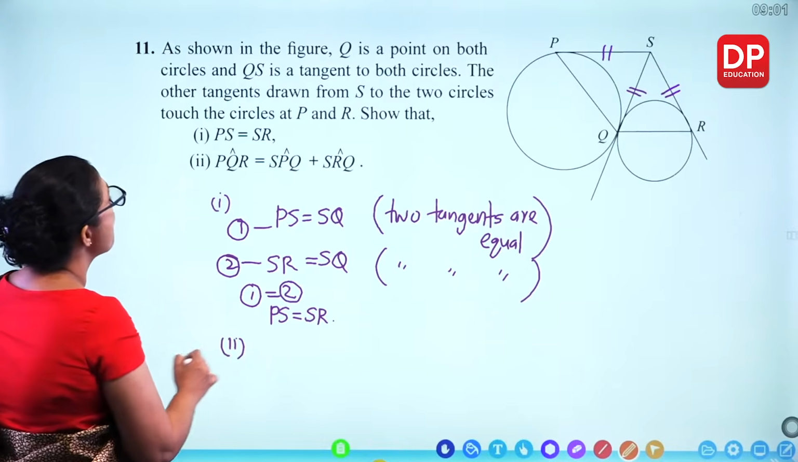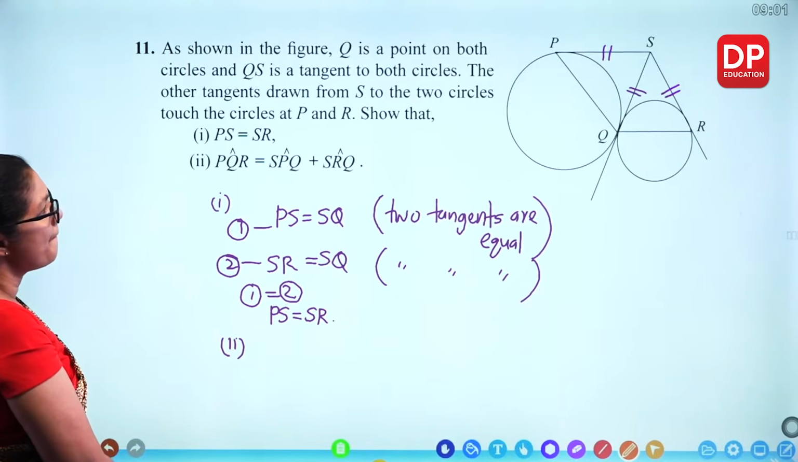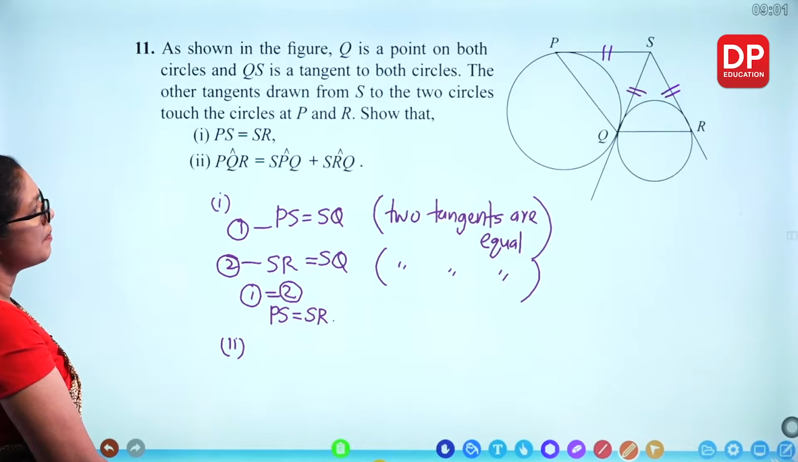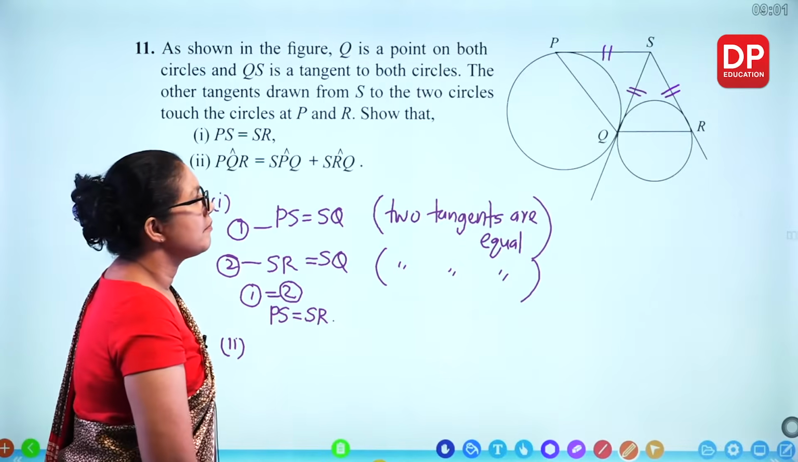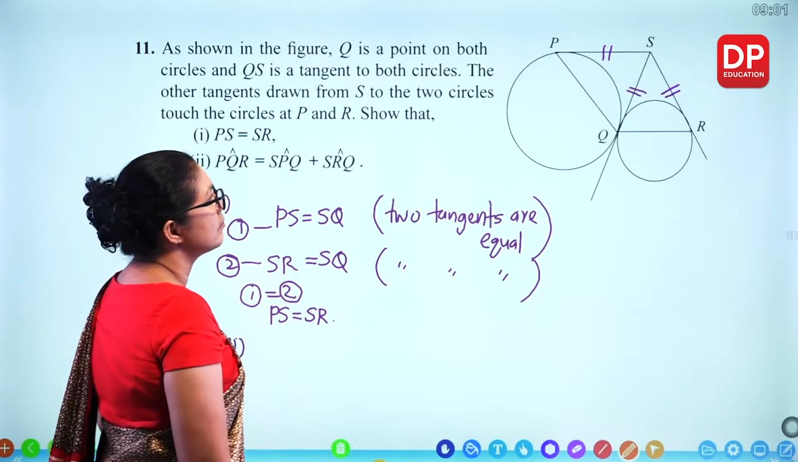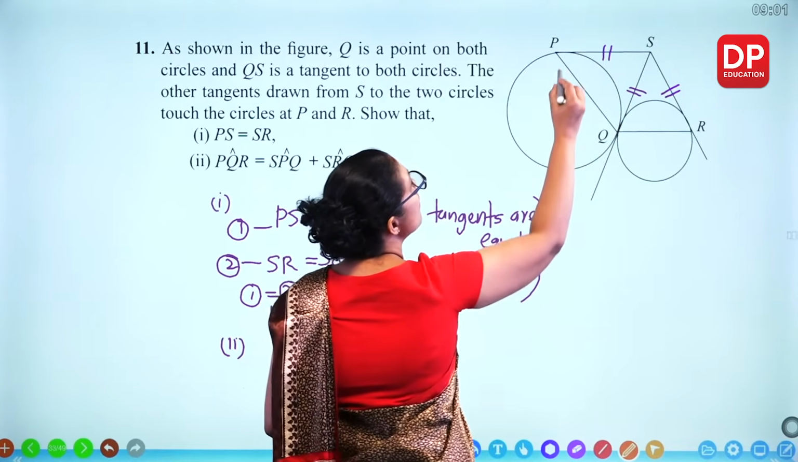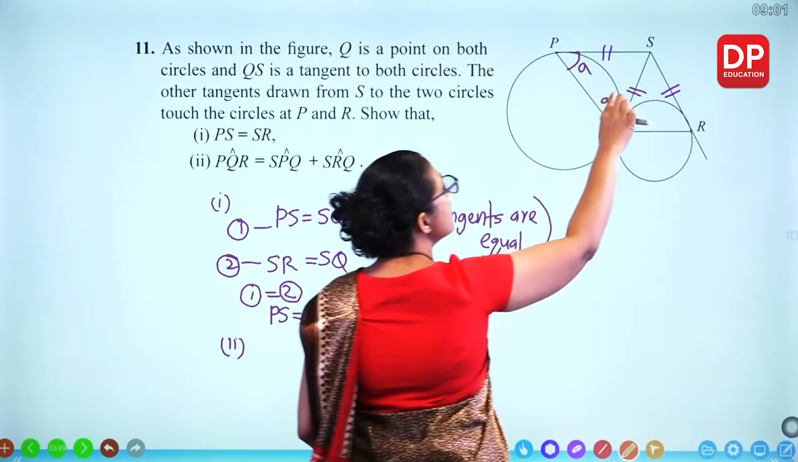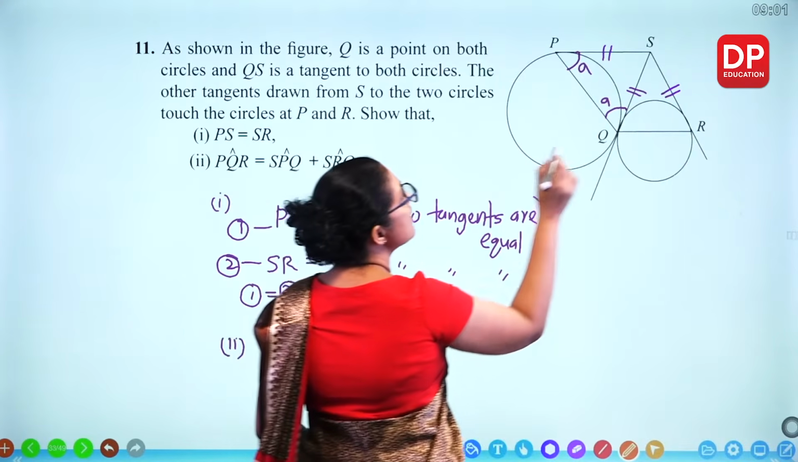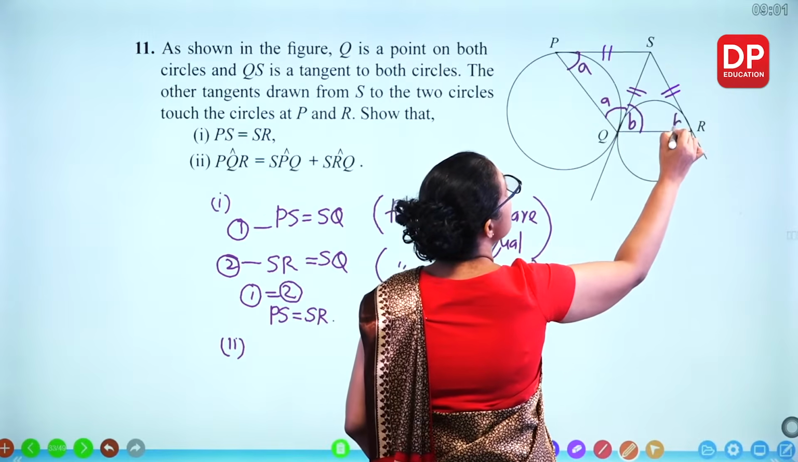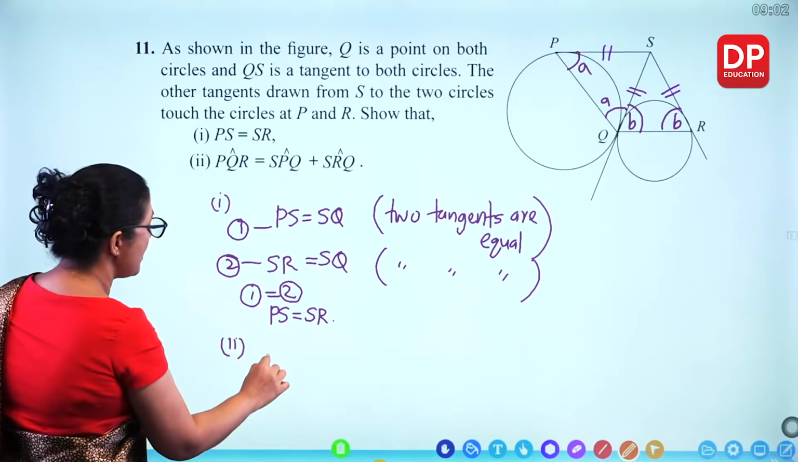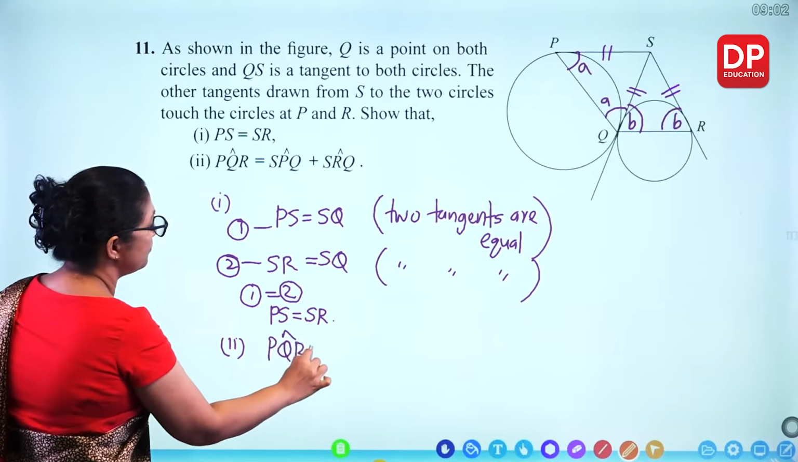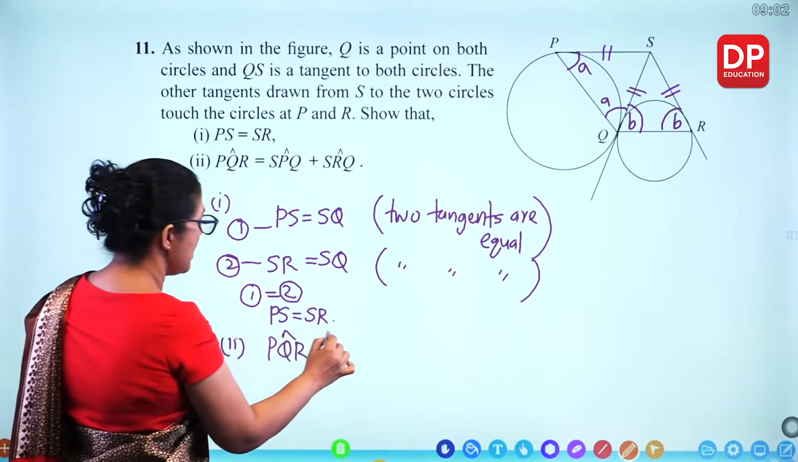Part 2, PQR angle. PQR angle is SPQ angle and SRQ angle. These two lengths are equal, means this is A, this is A. These two also equal. We'll take this is B and this is B. So we need to find out PQR. So what is PQR? It is A plus B.